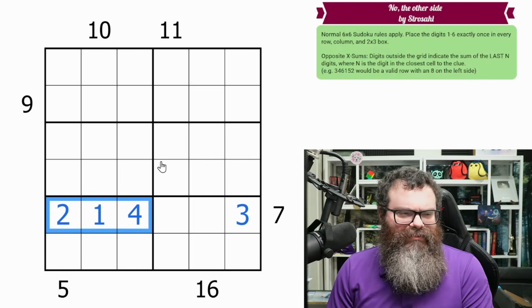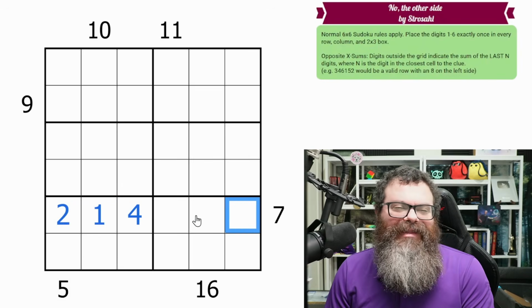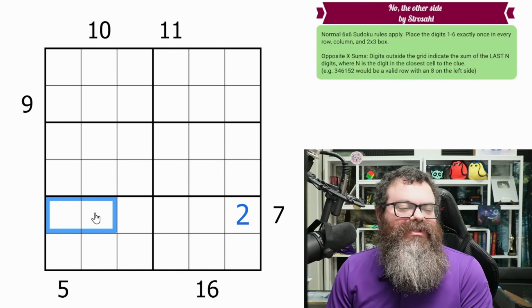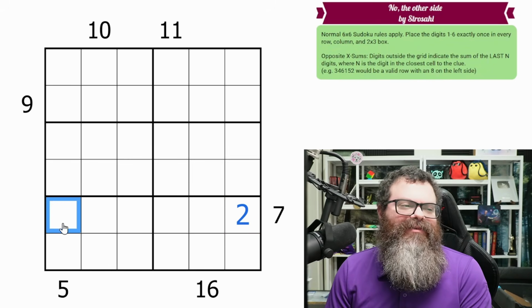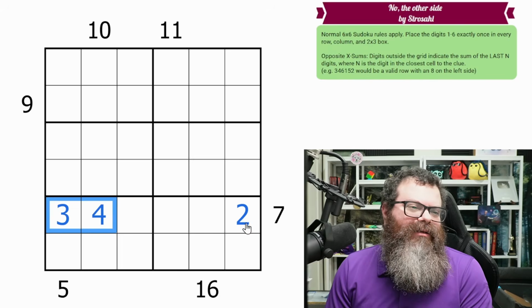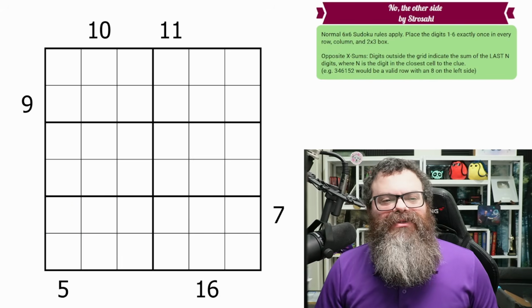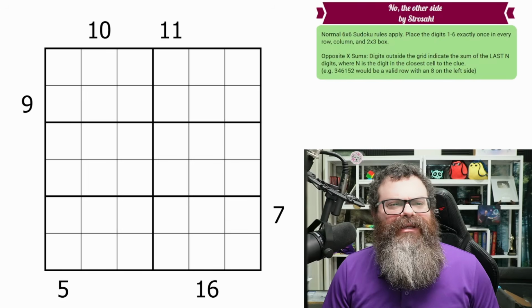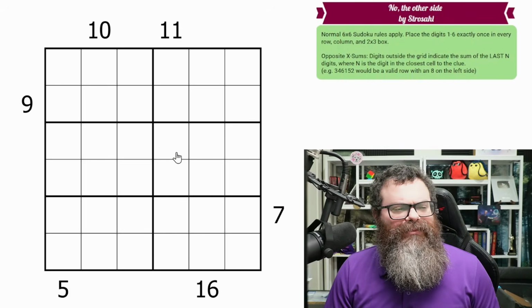That's not the solution, by the way. If this was a 2 instead, we would use 2 digits at the end to add to 7, maybe 3, 4. And that's it. Those are the rules. There's a link in the description if you'd like to try the puzzle yourself. And I'm going to get started right now.